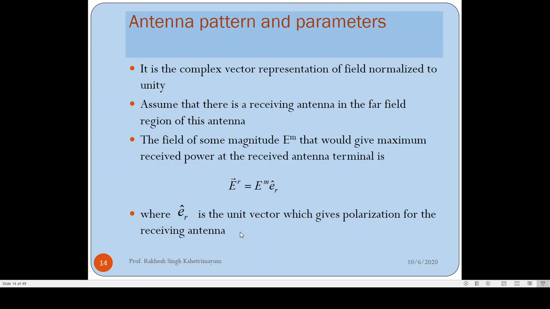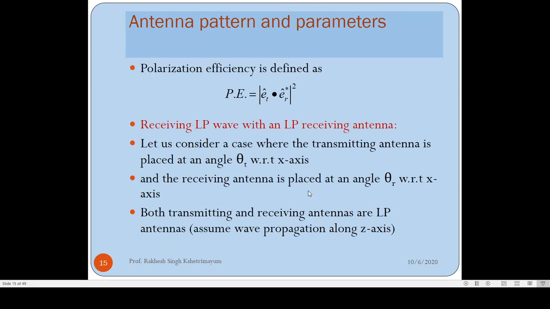Similarly, you also assume that in the far field of this antenna there is another antenna which is receiving the signal from the transmitting antenna, and the maximum magnitude of the field which this antenna can receive is given by EM, and ER hat is the unit vector which gives the polarization of the receiving antenna. So now we have a term called polarization efficiency. Polarization efficiency is basically defined as the dot product of the polarization unit vector for the transmitting antenna and the complex conjugate of the polarization unit vector for the receiving antenna. You take the amplitude of that, square of that, you get the polarization efficiency.